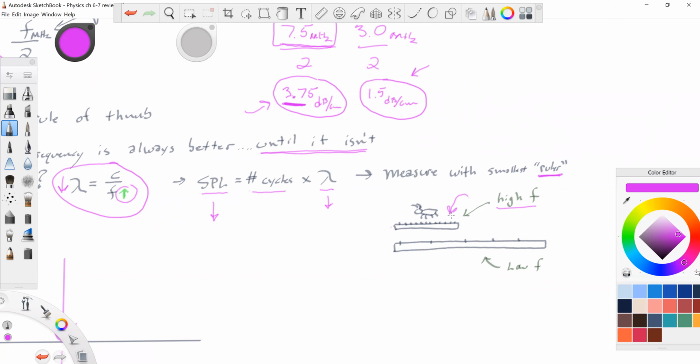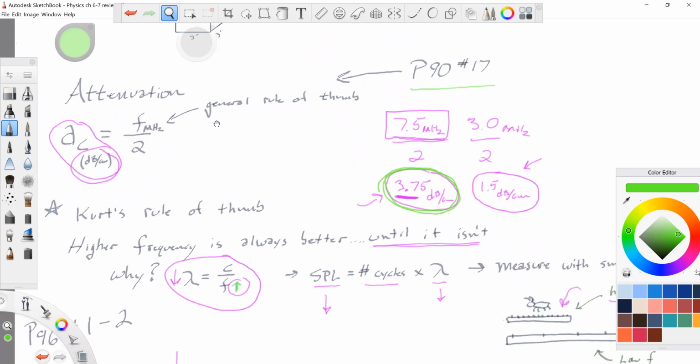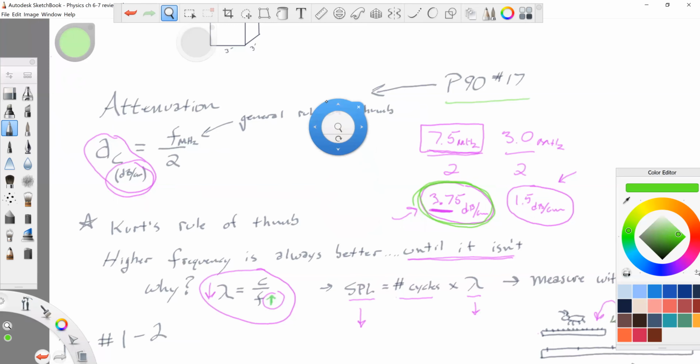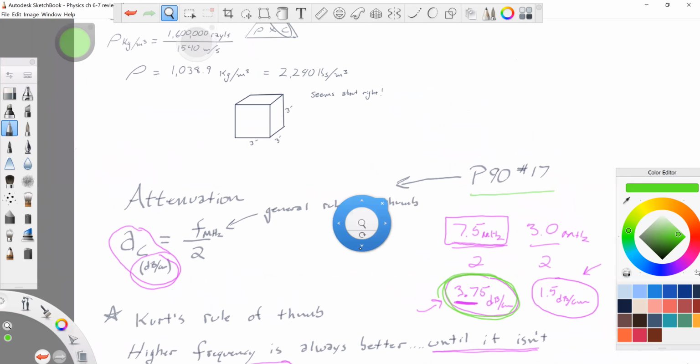So how are we answering this question? The carotid artery, well, I'm just going to read the answer. The carotid artery is a superficial structure. Since it's a superficial structure, this high attenuation number doesn't matter because we only have to go a few centimeters at all. A 7.5 megahertz transducer is better because a higher frequency transducer produces a better image. So yes, higher frequency transducers produce better images, but they have higher attenuation. So that's the balance point we have.